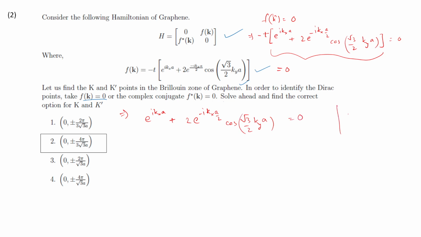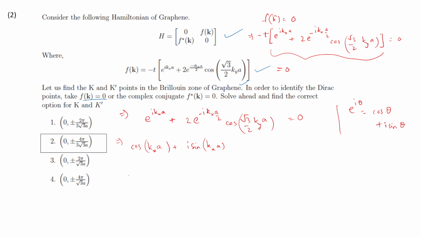Now we know that e to the power i theta is the Euler formula, cos theta plus i sin theta. So we will just use that formula. It will be cos k_x a plus i sin k_x a.